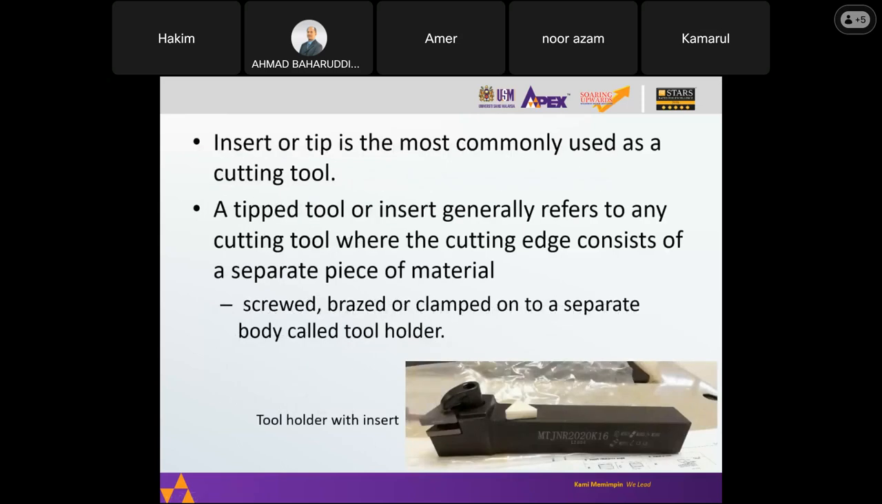Okay, so inserts or tips are the most commonly used cutting tools. A tip tool or insert generally refers to any cutting tool where the cutting edge consists of a separate piece of material. Usually this insert is screwed, brazed or clamped into a separate body called a tool holder. The white one is the insert. This body is the tool holder.